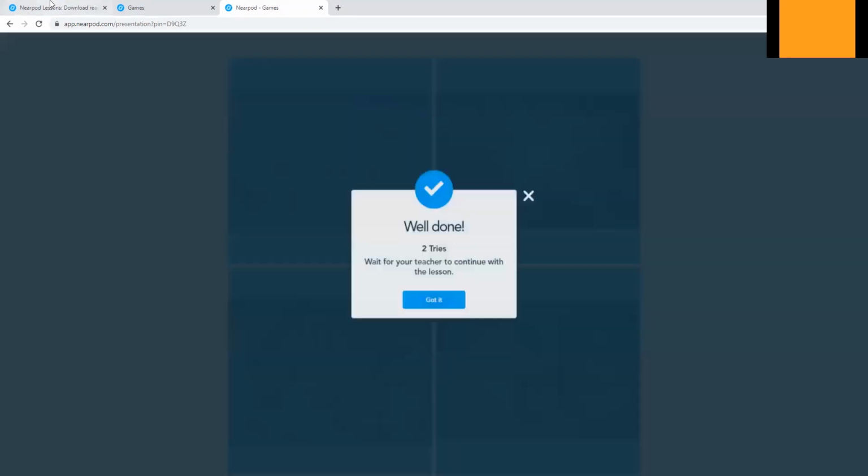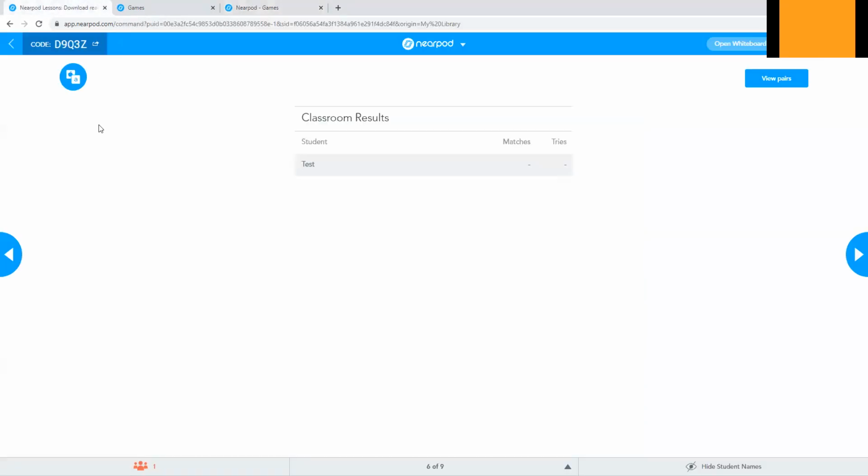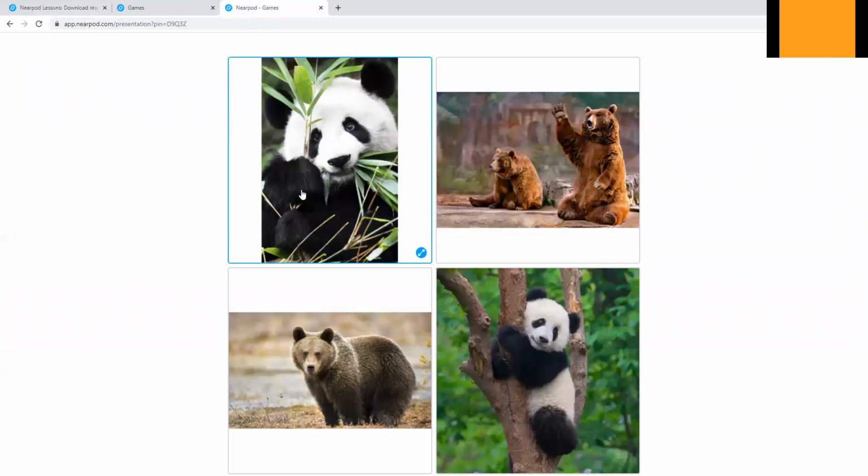Okay. And the next one, still the same with an adult one and a baby one, panda and the bear.